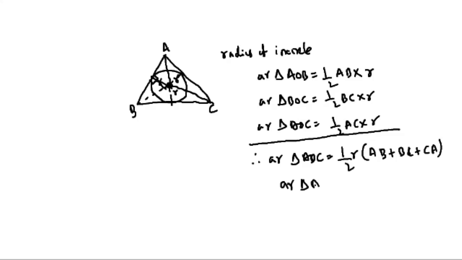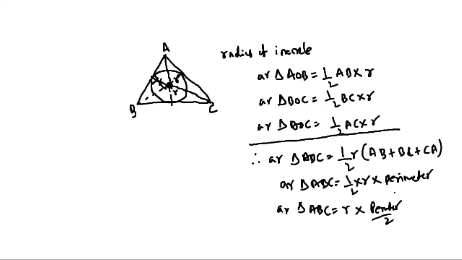So area of the triangle ABC is equal to half into R. And what is AB plus BC plus CA? The sum of three sides of a triangle is known as the perimeter, isn't it? So perimeter divided by 2. Last year you have done this Heron's formula. So area of triangle is R into perimeter by 2. And what is perimeter by 2? Perimeter by 2 is semi-perimeter. So I can say that area of a triangle is equal to radius into semi-perimeter.